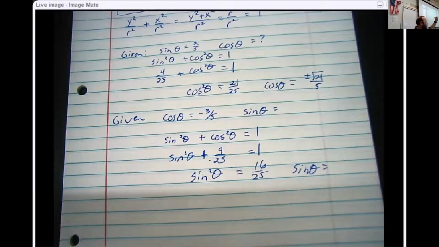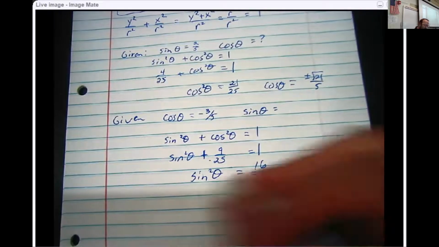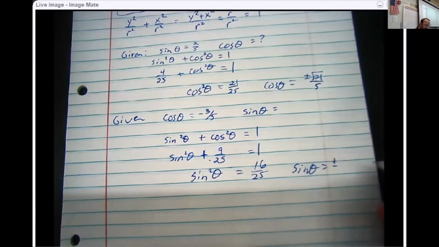Plus or minus. Why plus or minus? Two triangles. I also took the square root of both sides, which always tells me that anytime you square root both sides, you get a plus or minus from algebra. What's the answer, everybody?